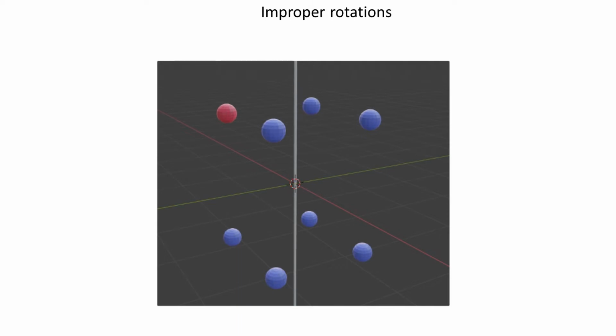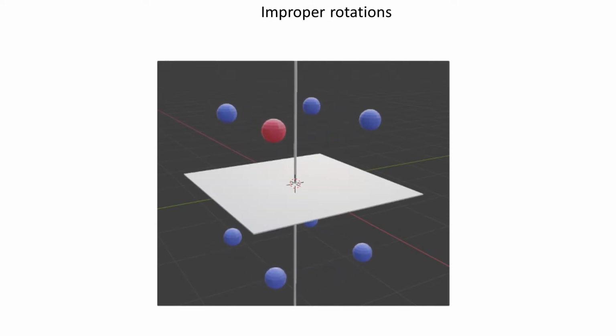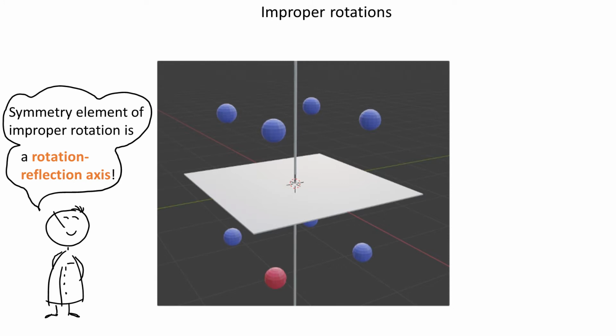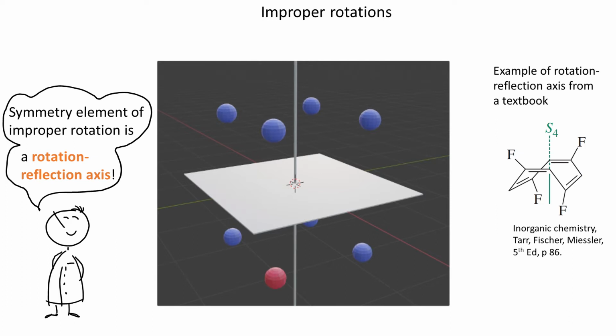It is a rotation around an axis followed by the reflection in a plane perpendicular to the axis. So it's a composite operation. Regarding the symmetry element, you would think that it's the axis that we use for rotation and the reflection plane, and technically it is, but chemists call the symmetry element of improper rotation a rotation-reflection axis, and it is only the axis that is usually drawn on diagrams.